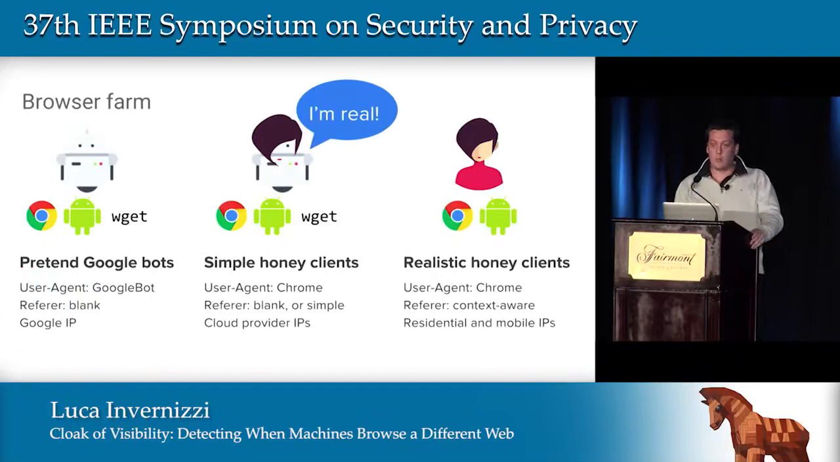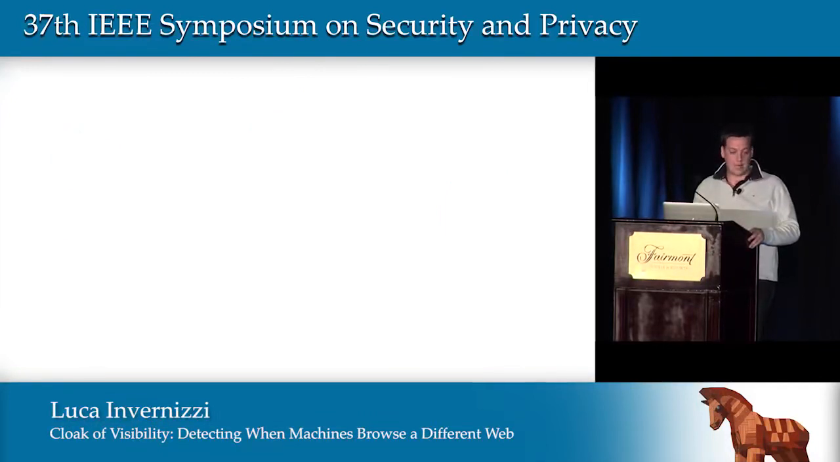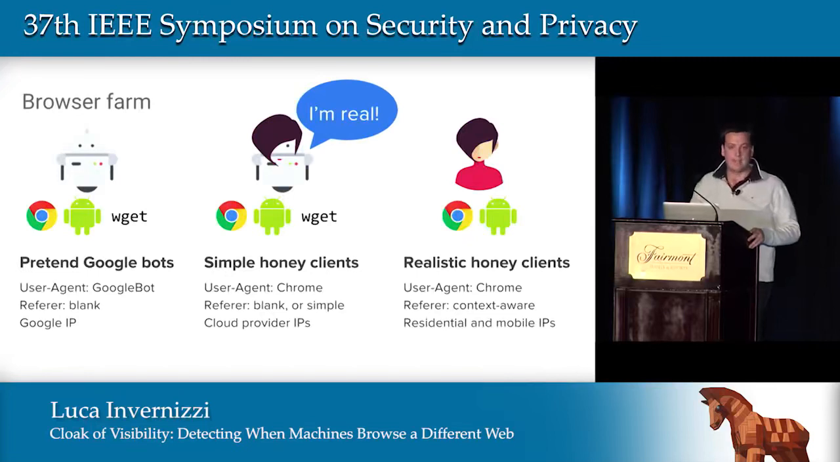We try to mimic what three families of bots look like. Googlebots that really say in the user agent, I'm Google, and they come from a Google IP. We have undercover bots, let's say, that are coming from VPSs, but they use a real user agent, and they might or might not have a referrer. And then we have realistic honey clients that come from mobile networks and residential IPs, depending on whether they're mobile devices or not. They have real browsers, and they have the right referrer.